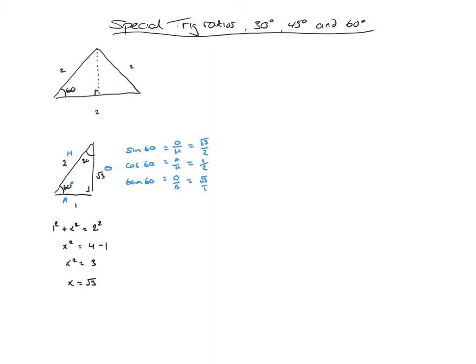Okay, so I'm going to use the same triangle here. I might actually just go up to here, just rewrite it. So it's the same triangle, but this time I'm going to use the 30 degree bit here. So this is the angle I'm going to use. Nothing else has changed in this triangle.